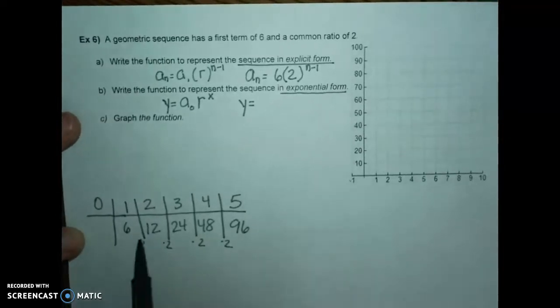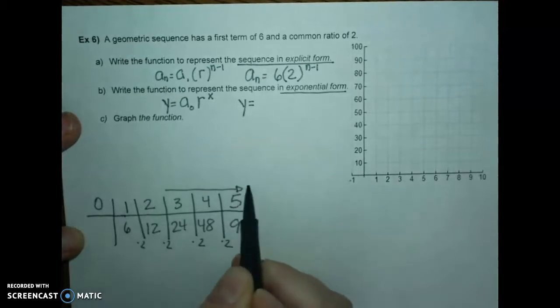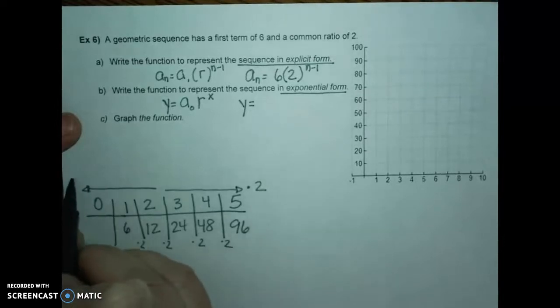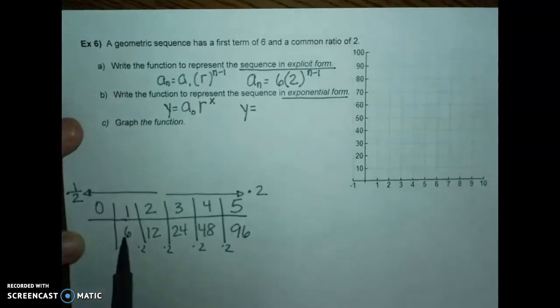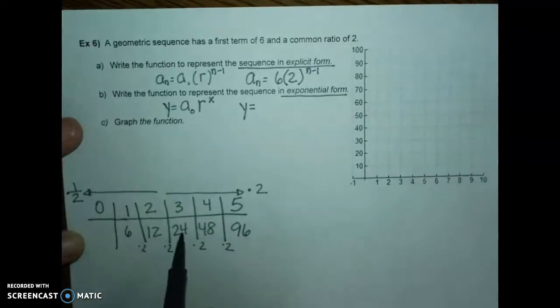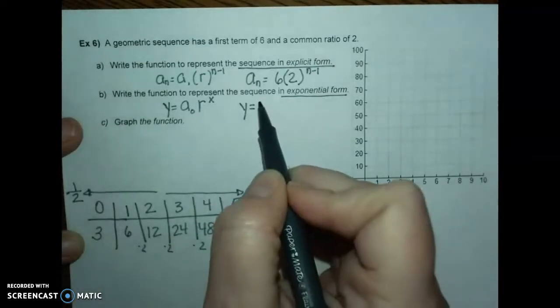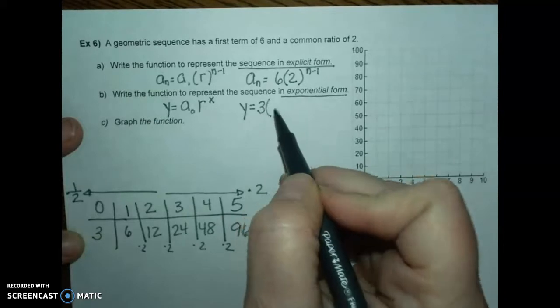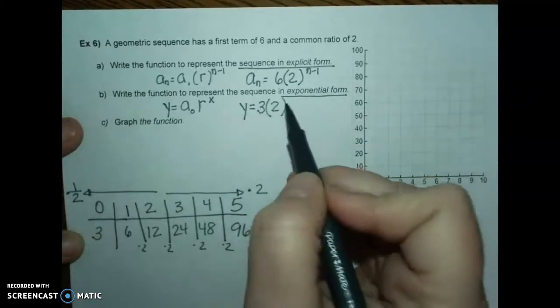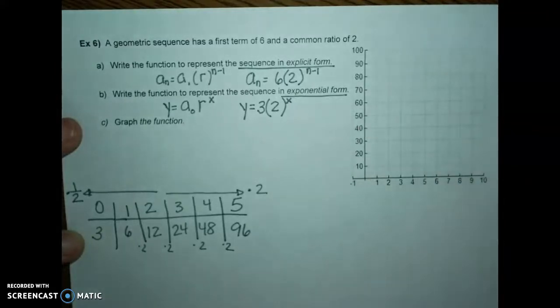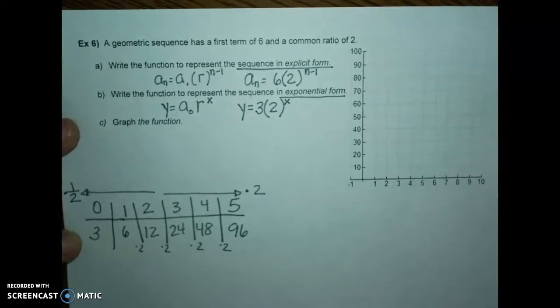This way, I was multiplying by 2. To go the opposite way, I'm doing the opposite thing, which is dividing by 2, but that can be written as multiplication. It's 1/2. You're multiplying by 1/2. If you follow our pattern, half of 24 is 12, half of 12 is 6, half of 6 is 3. That's my 0th term, that's what I need to put here. So 3. The multiplier is still 2, your common ratio, and this will be raised to the x. Even though these look different, when I put them in the calculator, they will graph as the same line.